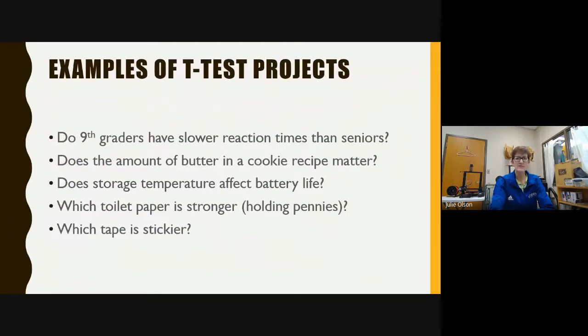So here's some different t-tests that you could do. I'm going to show you at the very end how to do a very simple lab called which tape is stickier. And this one could really develop into a nice project.